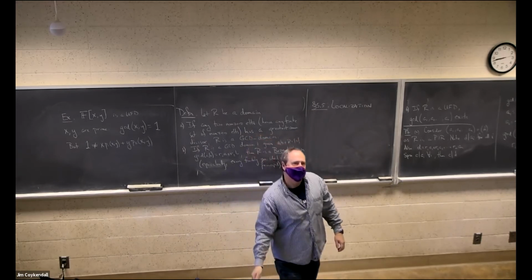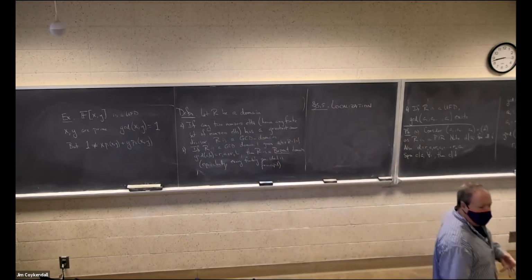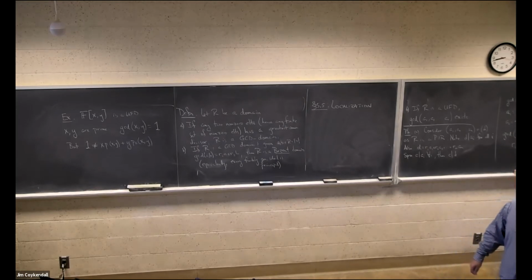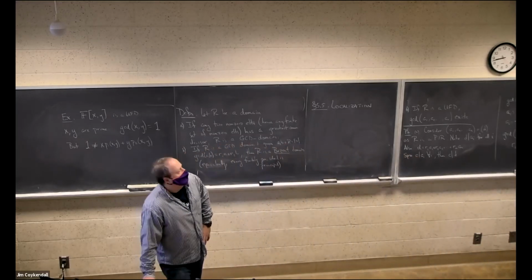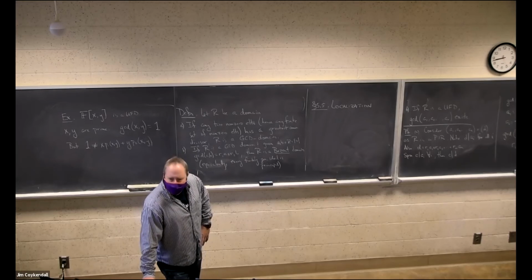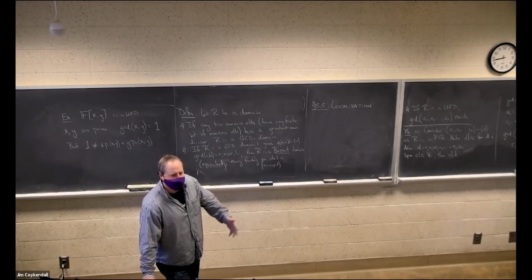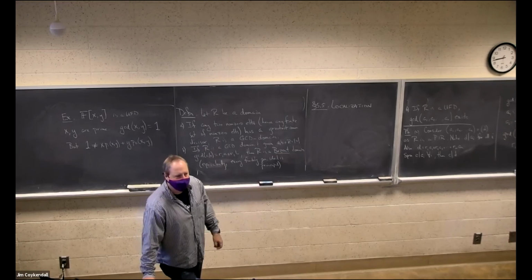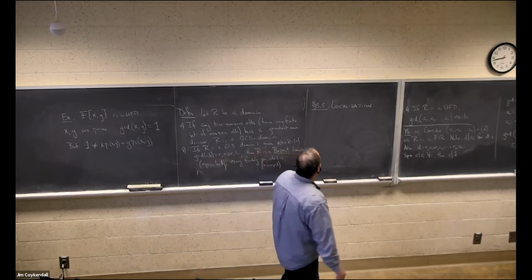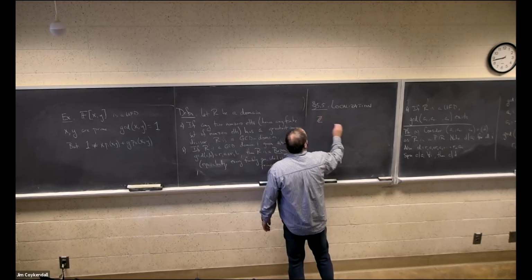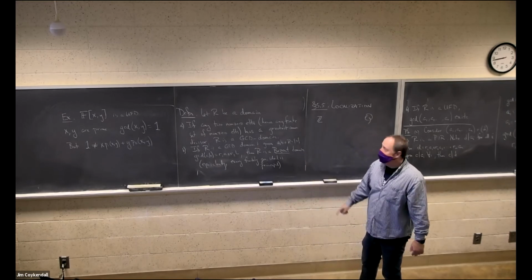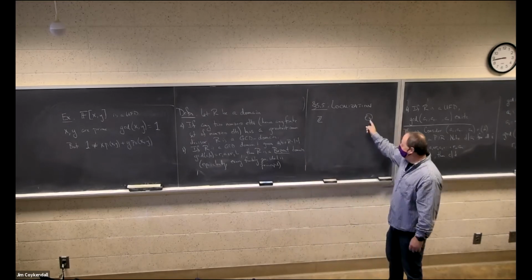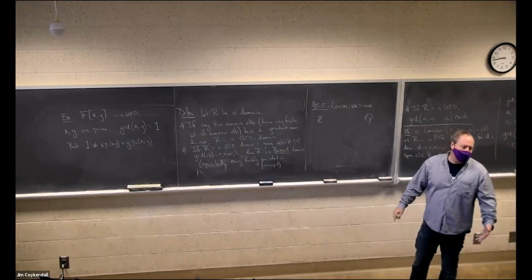So, localization is many things. It's a way to construct a new ring from an old ring. It's a technique. It's important in algebraic geometry, commutative algebra, all over the place. Basically, you all know how to add fractions, right? You've been doing that since grade school. Given a ring, for example Z, we form fractions a/b where the denominator is not zero.